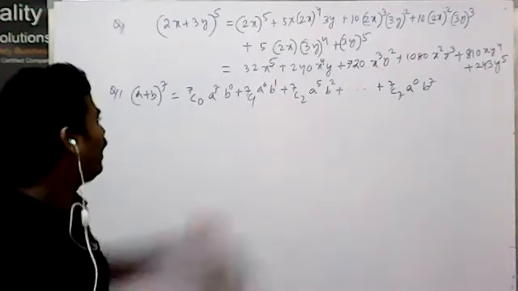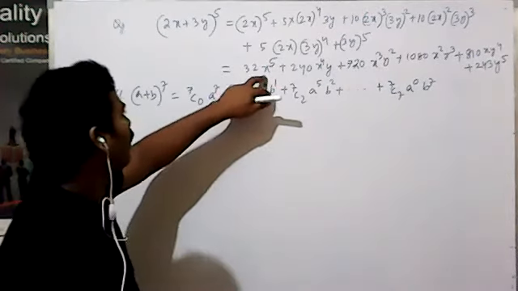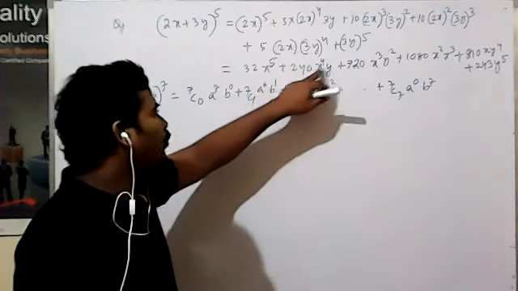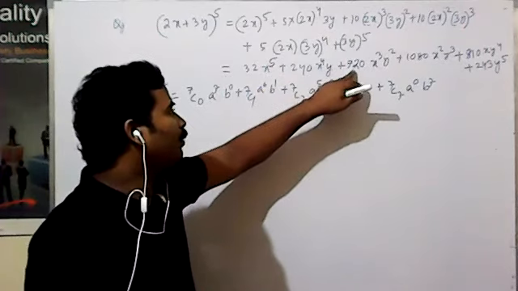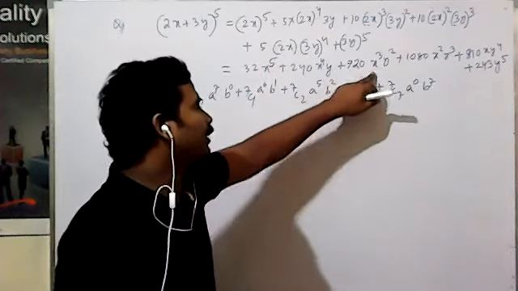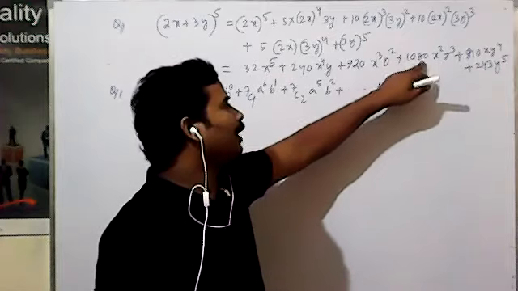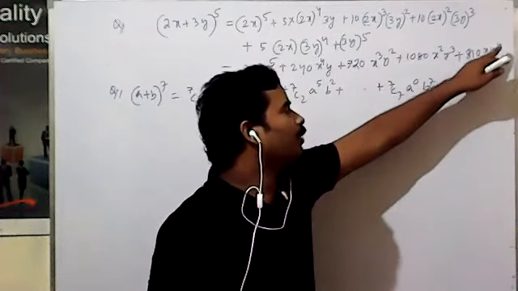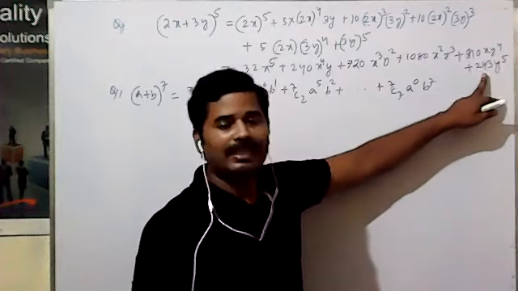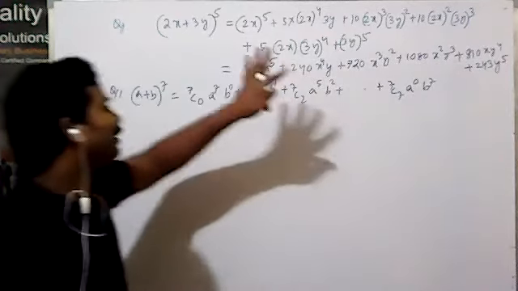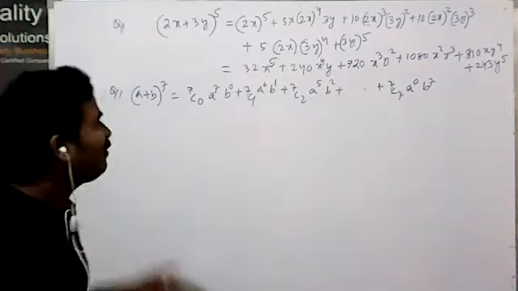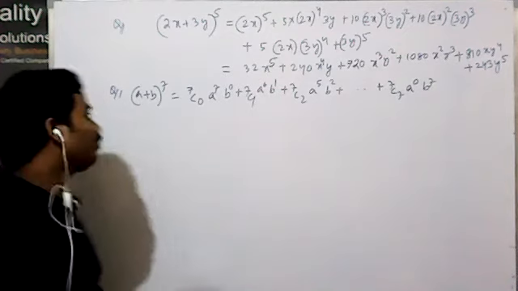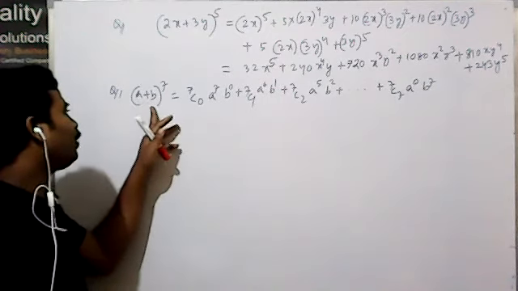That means here 32x to the power 5, which is 2 to the power 5. Similarly 240 x to the power 4 y plus 720 x cube y square plus 1080 x square y cube plus 810 x y to the power 4 plus 243 y to the power 5. This is the result after the expansion.